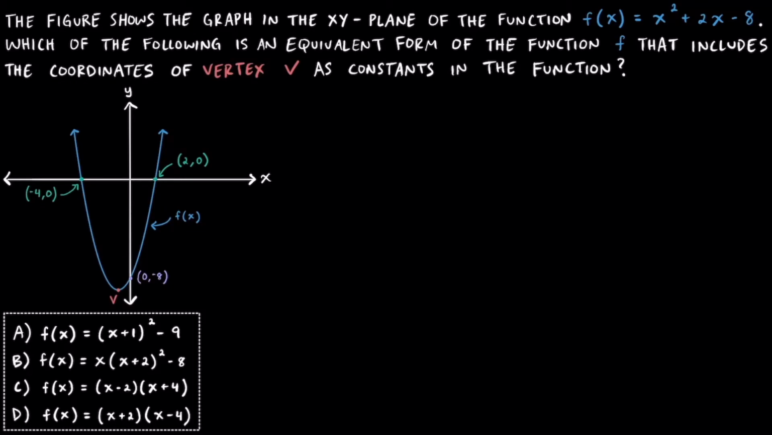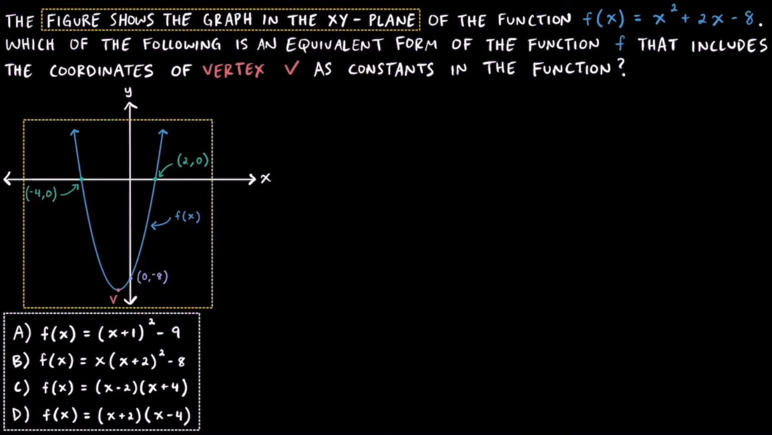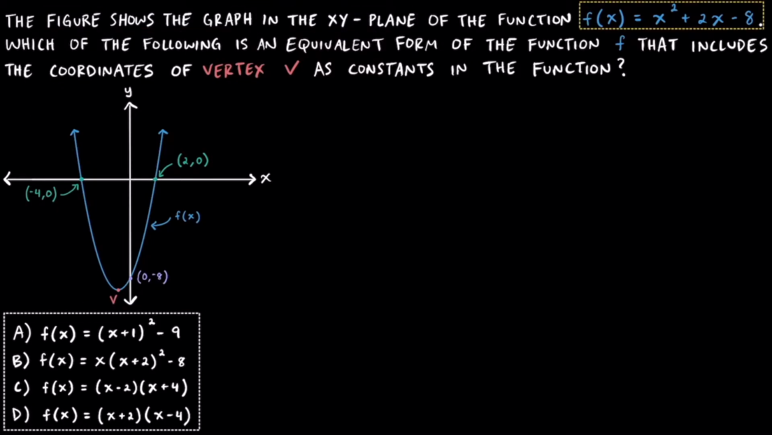Let's check out this practice ACT or SAT practice problem together. If you'd like to try it on your own, go ahead and pause the video now, otherwise, let's go over it together. The figure shows the graph in the xy plane, which is this image over here, of the function f of x is equal to x squared plus 2x minus 8.